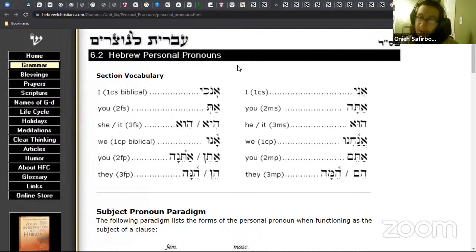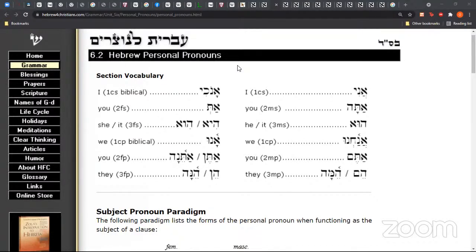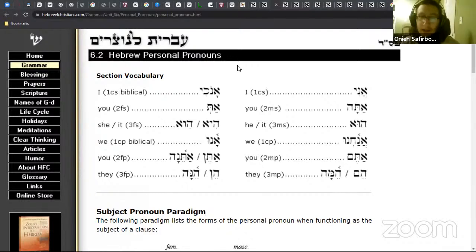We're basically going to be covering pronouns and prepositions and adverbs essentially today. So basically giving you vocabulary.